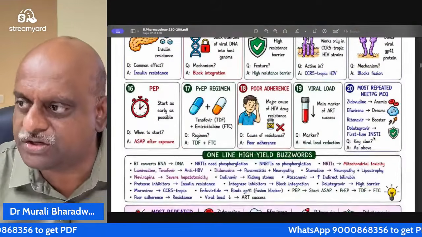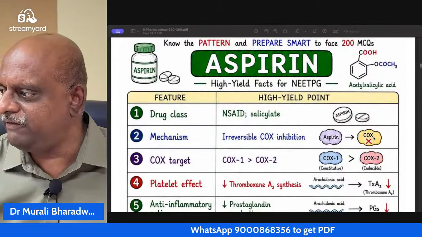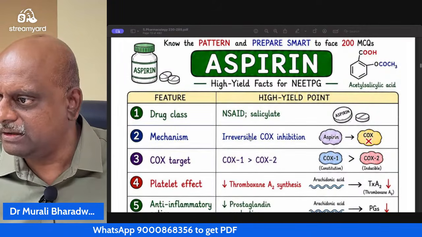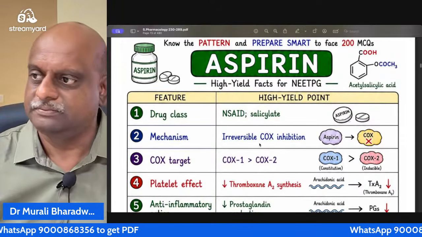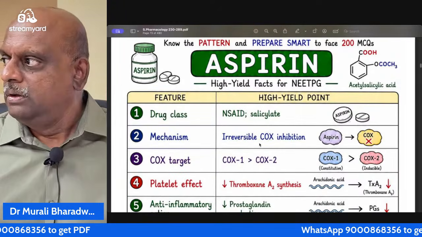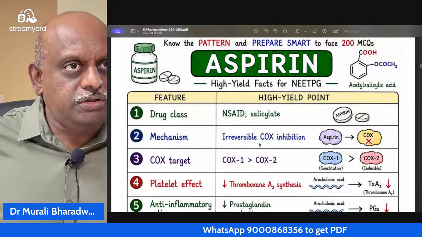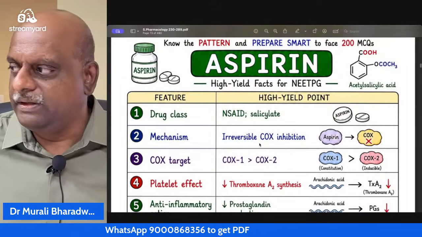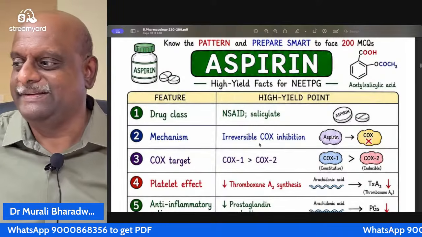So, doctor, next comes aspirin. From here, we can actually run very fast. Let me check. Where is aspirin? Aspirin is topic number 10. All right. You are sure? Energy? Okay.